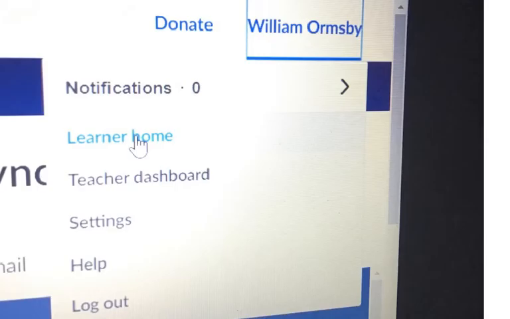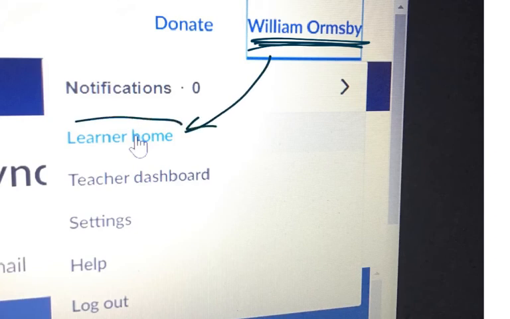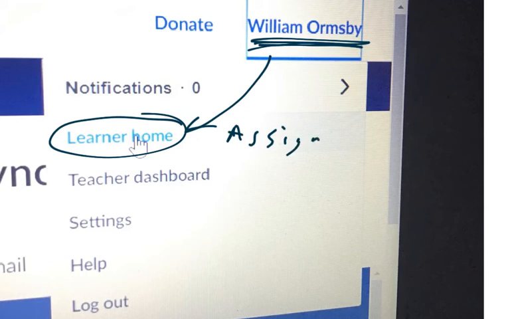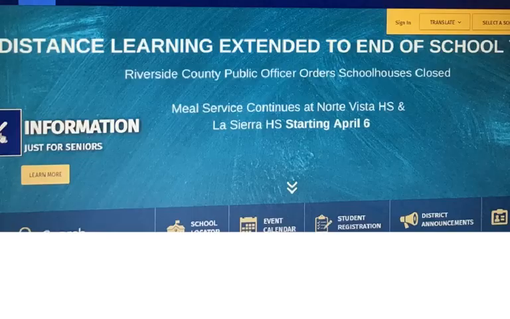Okay? Now, just want to remind you guys, whenever you want to go to your assignment board, just find your name on your phone or computer. Usually it's in the top right corner of your screen. And you're going to be able to click on Learner Home or Assignments. Again, the phone works a little bit differently than a computer does. Of course, I have the teacher dashboard option, which you don't have since I'm a teacher. Okay? So just want to remind you of that.